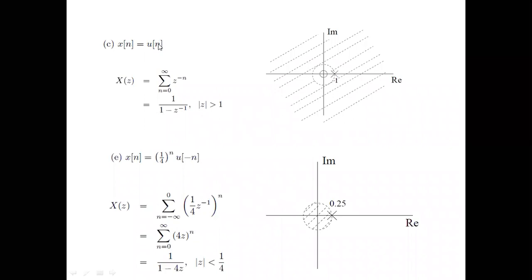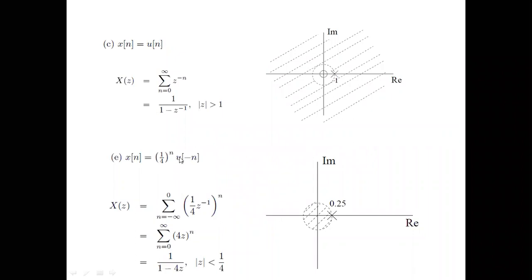U of n, so this is a template, right? Alpha to the power n into u of n is z divided by z minus alpha, which is 1 over 1 minus alpha z to the power minus 1, with magnitude z greater than alpha. This is a template. Okay. Next, half to the power n into u of minus n.